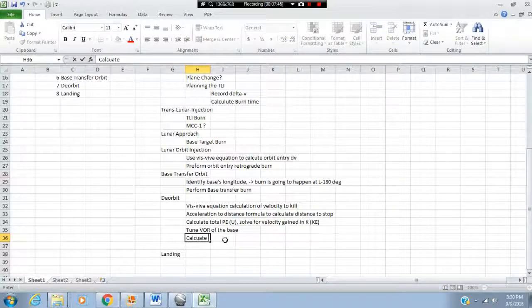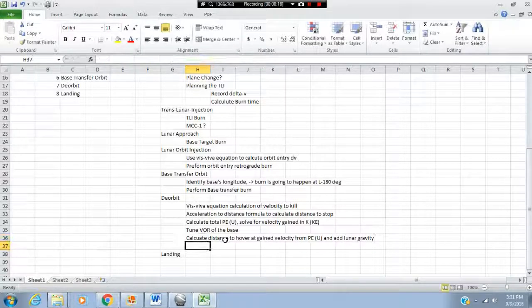Okay, so now you're going to calculate hovering distance to hover at gained velocity from the potential energy, and we're not going to factor in our changing fuel rate, but we will factor in the lunar gravity. If you don't factor in the lunar gravity, you will screw yourself, because the hover engines have a capability of about 7 meters per second squared or something like that. We'll get the actual numbers when we perform the calculations.